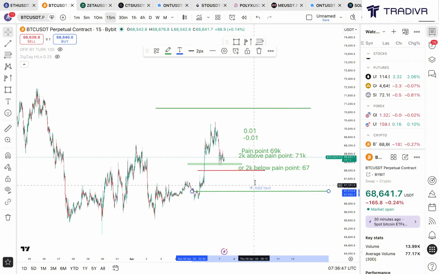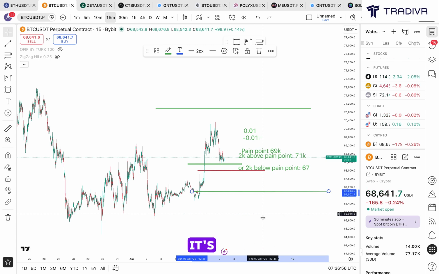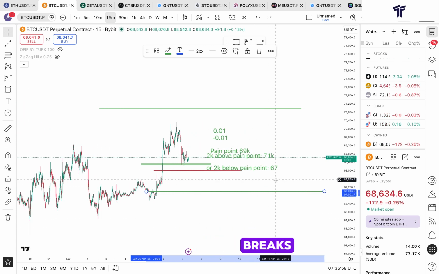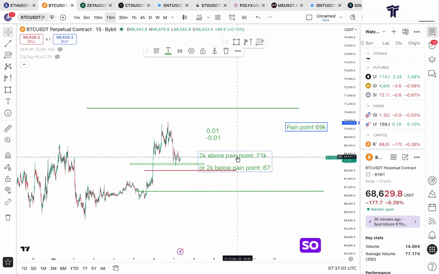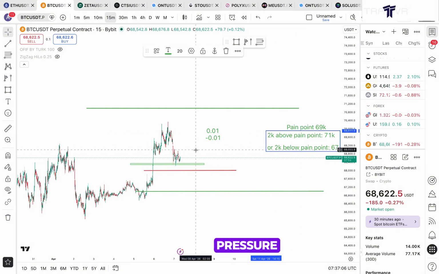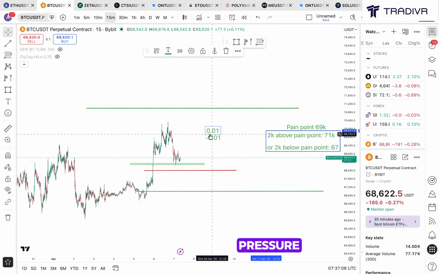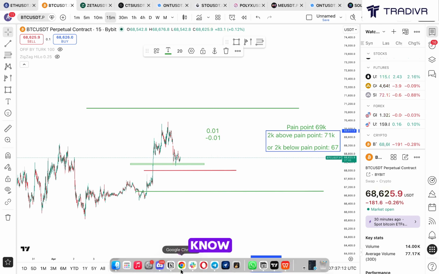Now, to be said, this wall is also a support level for gamma, so it's hard for you to break this level. But once it breaks this level, there's going to be a very strong short that's going to happen. So let's move this to this side. This is your pressure. These ones now, they are your pressure. Now these ones, they are your liquidity. This is how you know the liquidity positioning at the moment.